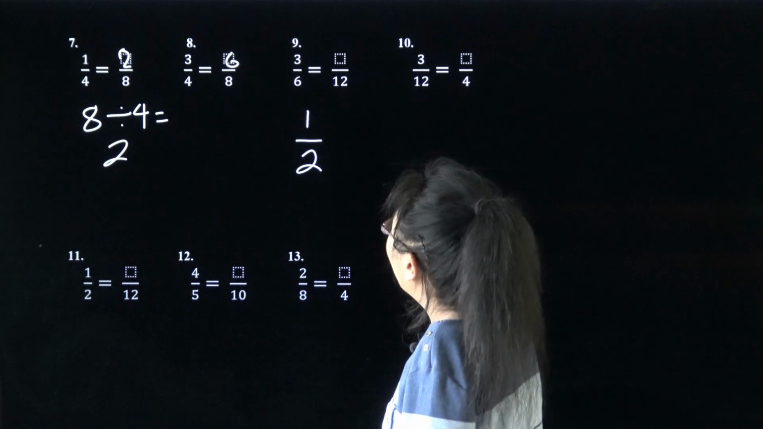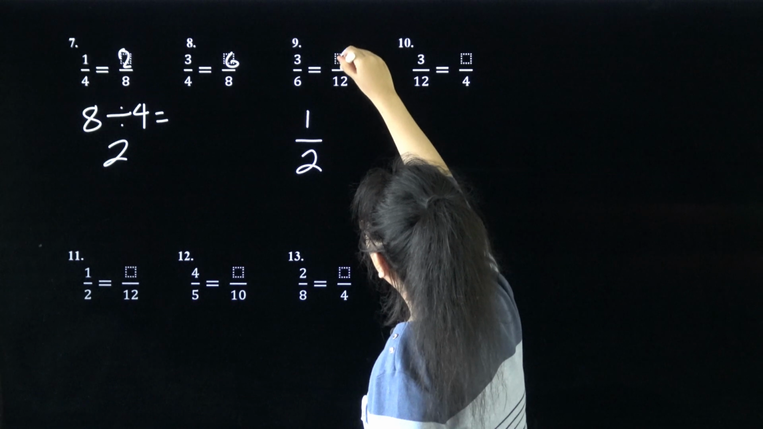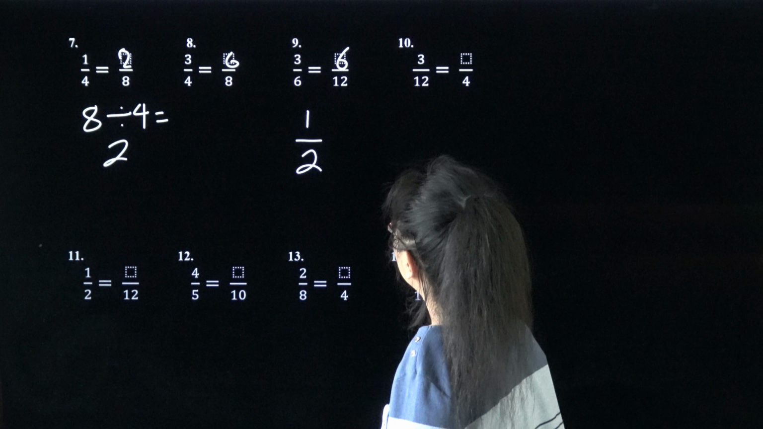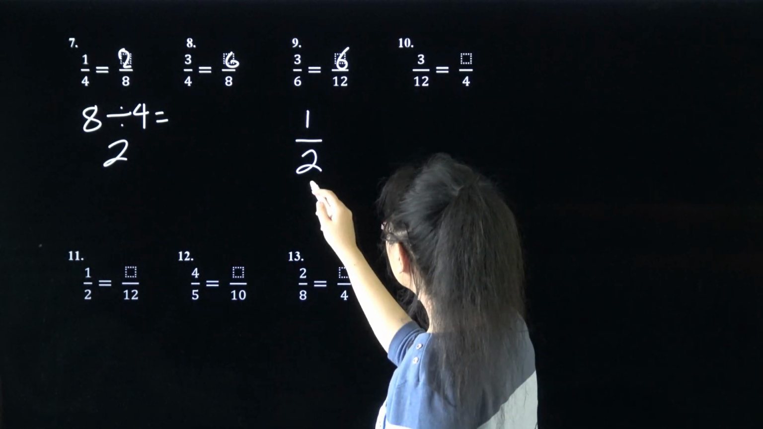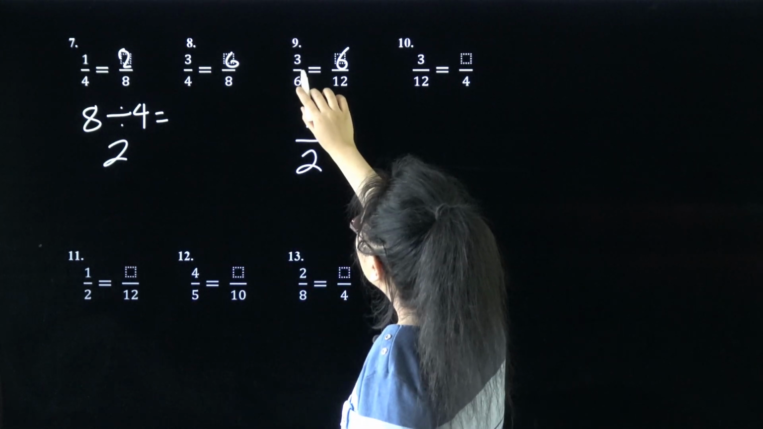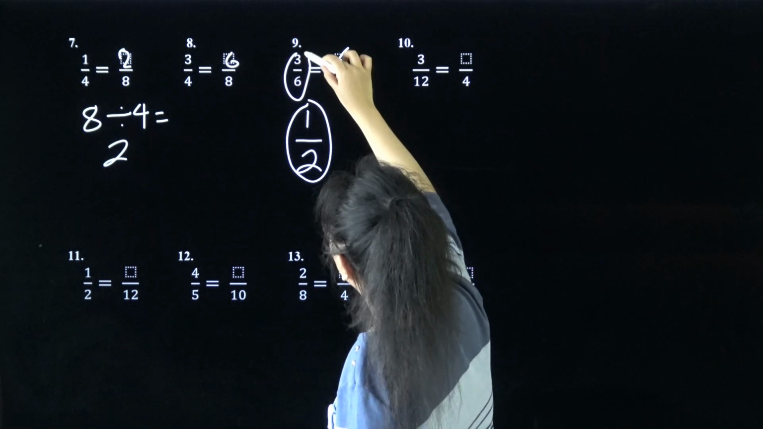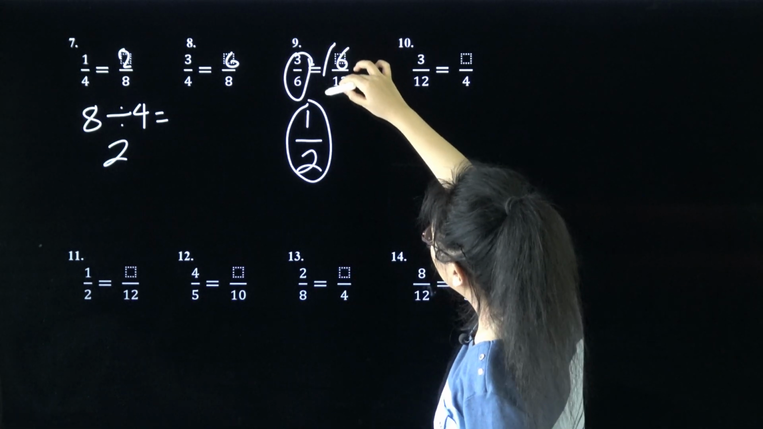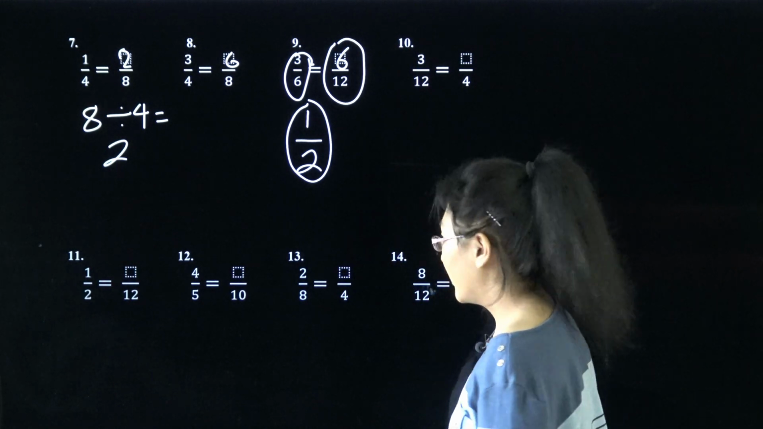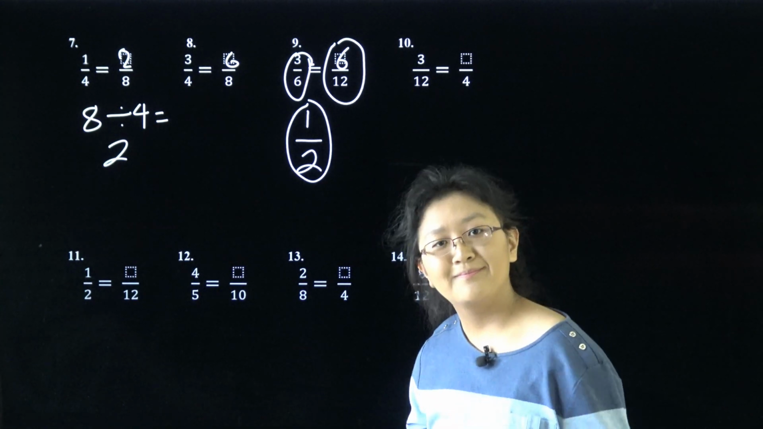So what is half of 12? 6. If you don't understand it yet, well, 1 times 6 equals to 6, and 2 times 6 equals to 12. And since the 1 over 2 is equivalent to 3 over 6, and since 6 over 12 is equivalent to 1 over 2, then they're all equivalent. Think of it as 2 is equal to 2 and 2 is equal to 2, so 2 equals 2.